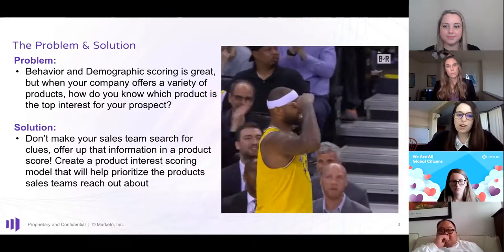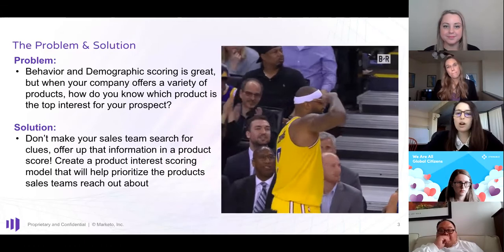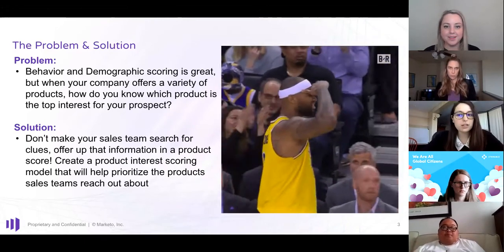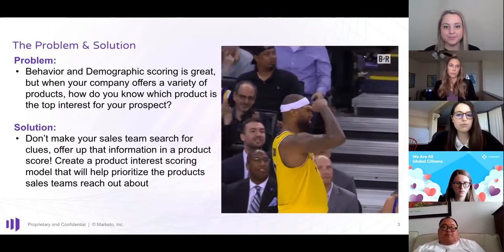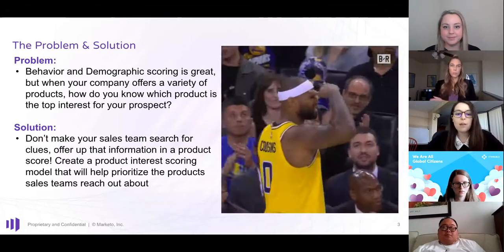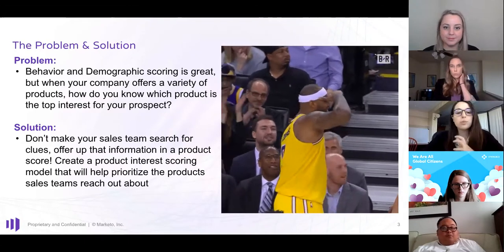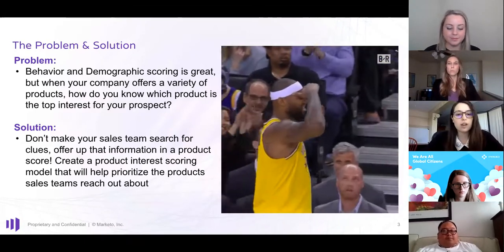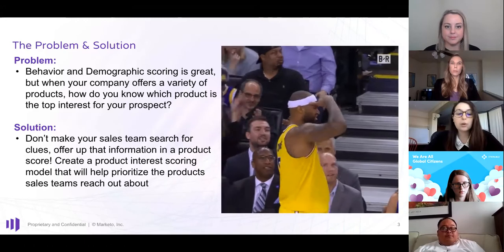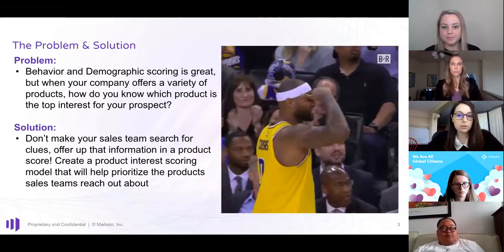So what are we going to talk about today? We all know that behavior and demographic scoring is great, and we've all probably got some sort of model of one or both of those. But how do we handle it when you have multiple product lines and you want to know what's the top interest for your prospect? So we're going to show you how to do product interest scoring in order to solve for this problem.